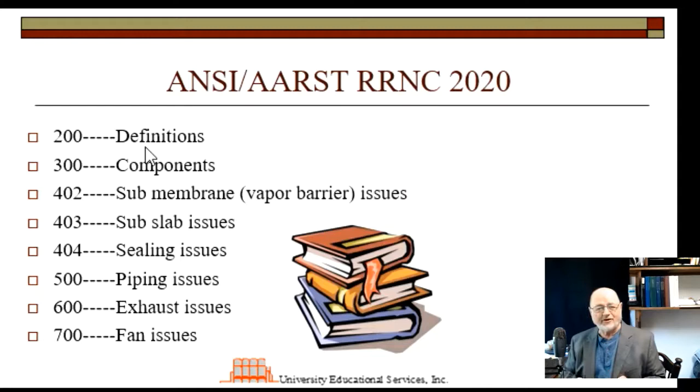It's very well written. Section 200 has the definitions of the terms that are used. That is tremendously helpful. Section 300 talks about the components. 402 and 403 are probably the biggest issues for you, the biggest sections for you. 402 talks about submembrane issues, and really a membrane in this document refers to the vapor barrier, the plastic that you often put down above the ground before you pour the slab, or however else you're going to do that.